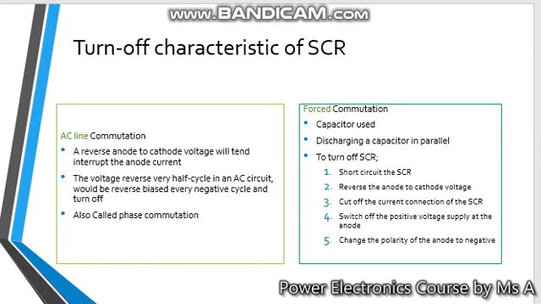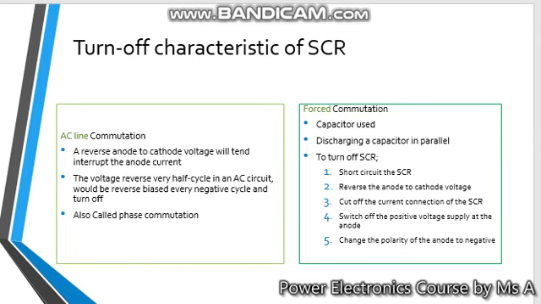AC line commutation. A reverse anode to cathode voltage will tend to interrupt the anode current. The voltage reverses every half cycle in an AC circuit so that an SCR in the line will be reverse biased every negative cycle and will turn off. This is called phase commutation or AC line commutation.